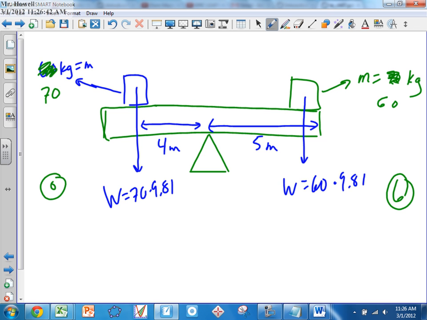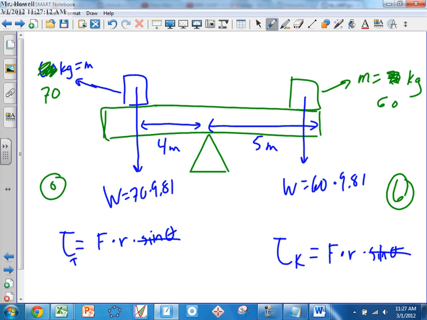So if I want to figure out the torque provided by Terrence, and over here the torque provided by Kenny's body weight, I have a force acting down, and torque is force times the radius, the lever arm, times the sine of theta. We said theta is 90 because they're both acting perpendicular down, so I don't have to worry about that. Over here, the same thing: force times radius times sine theta. My force for each is different, and my radius is different. On the left side, my force is 70 times 9.81.